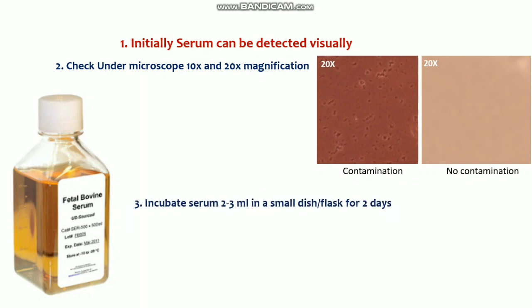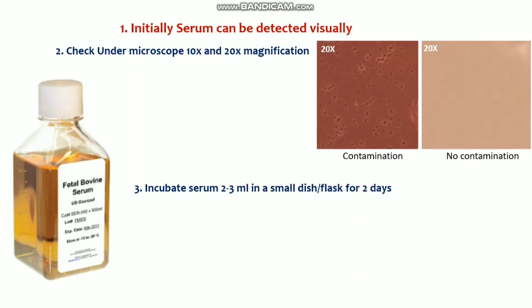Number 3, this is a very important step, and you can understand it very clearly. Incubate 2 to 3 ml of your media or serum in a small dish or flask for 2 to 3 days. After 2 to 3 days, if you see turbid serum, that indicates contamination inside. If you see this kind of contaminated serum, then just discard it.